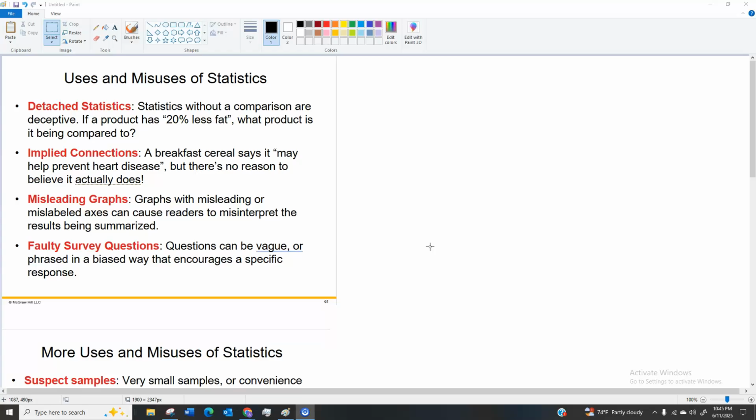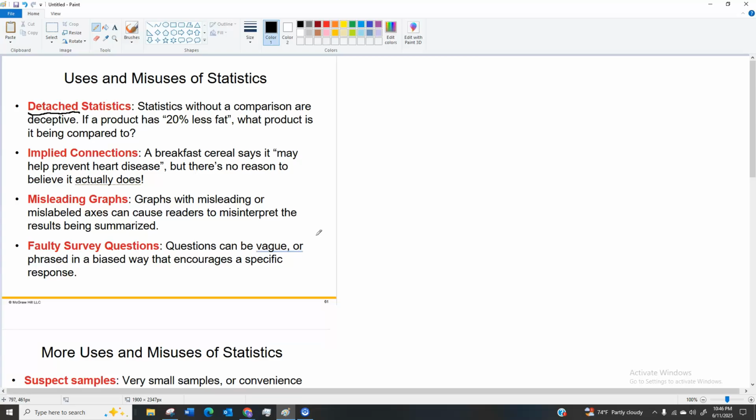Okay, so to finish up section 1.4, we're going to talk about the uses and misuses of statistics. So basically some problems that can occur if researchers are not knowledgeable or careful. Sometimes data will be reported in what's known as a detached way. This is when the statistics are presented without a comparison, and that's deceptive. So if it says that a product has 20% less fat, what are they comparing it to?